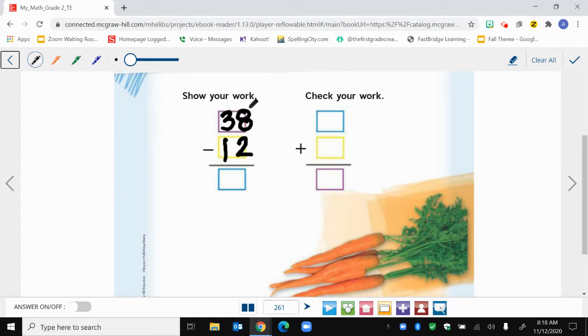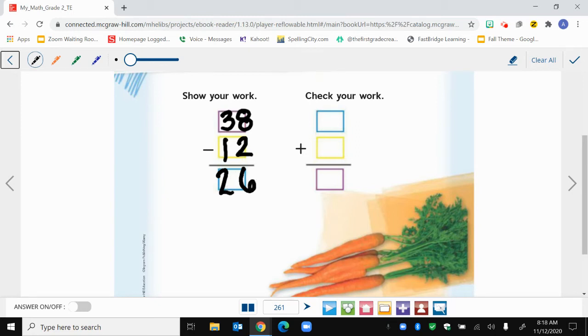So now if I look at the one side first, 8 minus 2. Can I do 8 minus 2? Yes, I can. If I have 8 fingers up and I take 2 away, I would have 6 left. And then if I have 3 and I take 1 away, how many would I have, guys? 2, right? So 38 minus 12 equals 26.